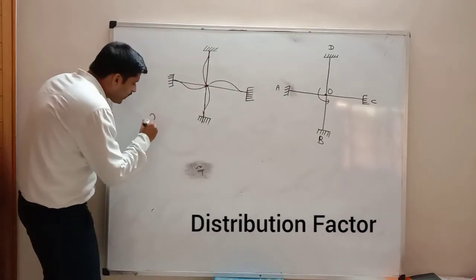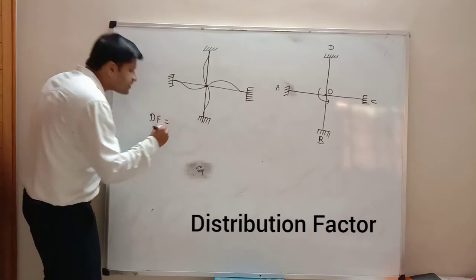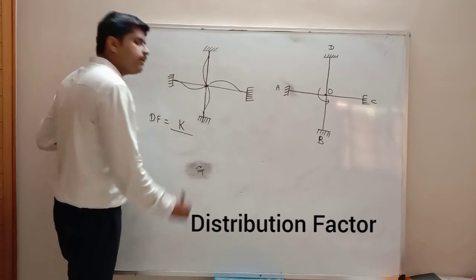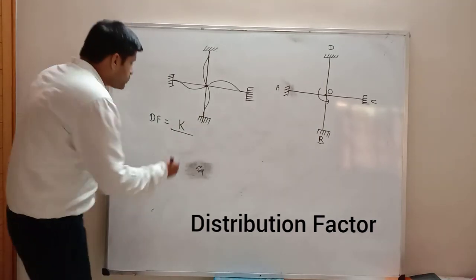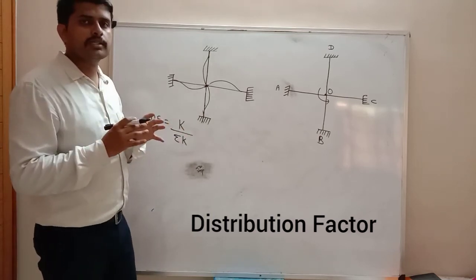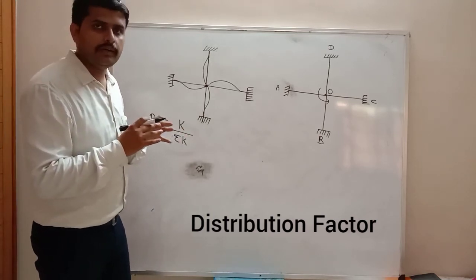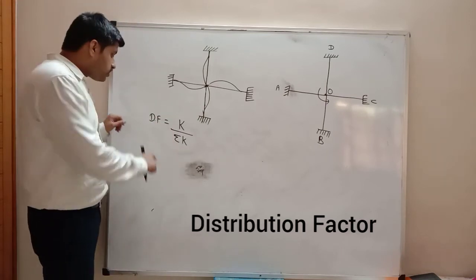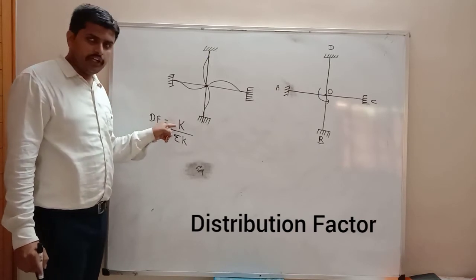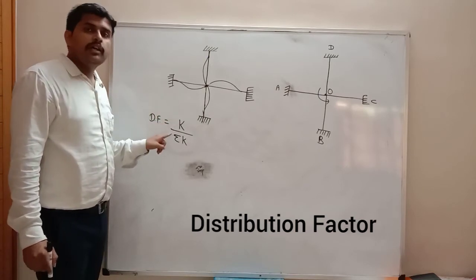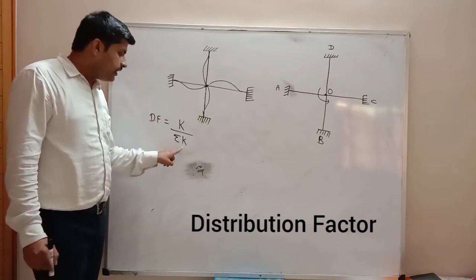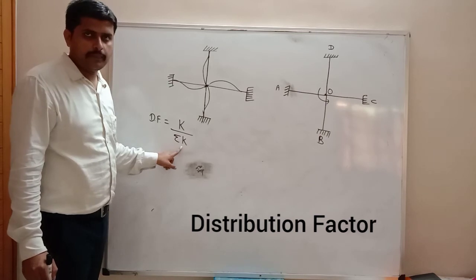So distribution factor is defined as the ratio of stiffness of individual member to the stiffness of all the members meeting at a joint. I repeat, distribution factor is defined as a ratio of stiffness of individual members to the addition of all the stiffness of members meeting at a joint.